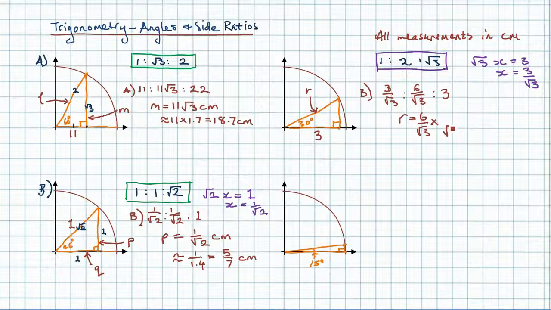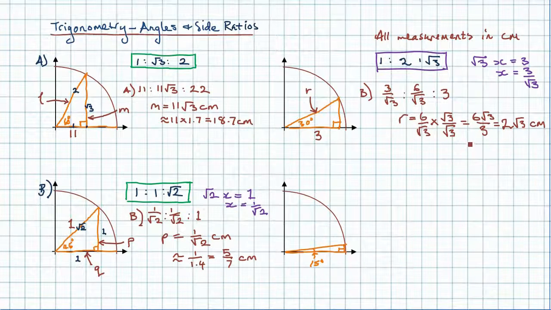And if we multiply the bottom of a fraction, the denominator, by any value, in this case root 3, then we must do the same to the top, the numerator, if we want to keep the value the same. This is just multiplying, in other words, by 1. So now we just multiply out. 6 times root 3 is 6 root 3 divided by root 3 times root 3, which is 3. And 6 divided by 3 is just 2. So our answer is 2 root 3 centimetres.